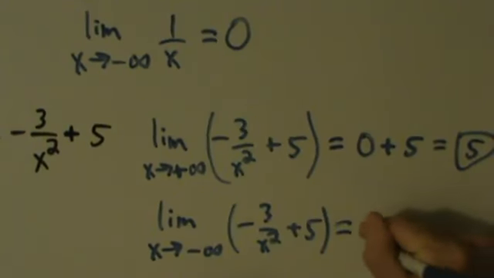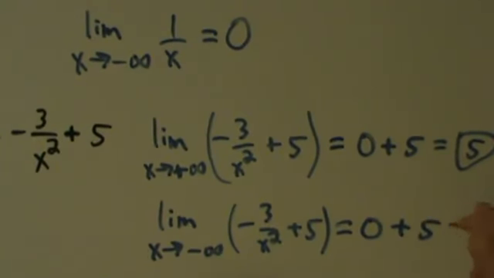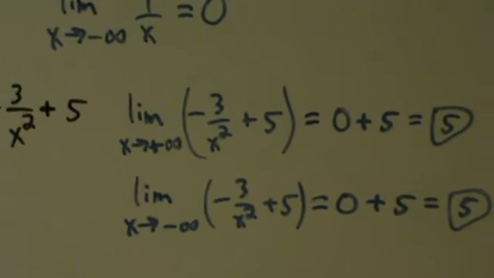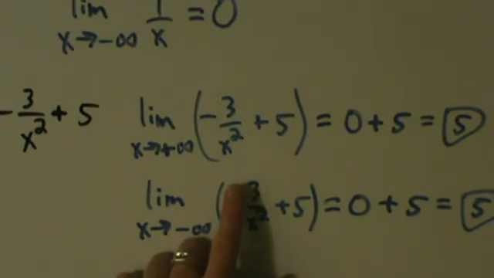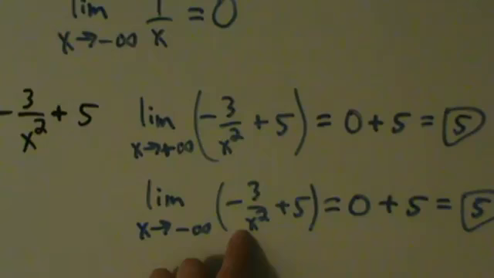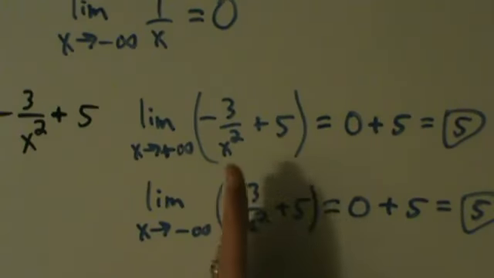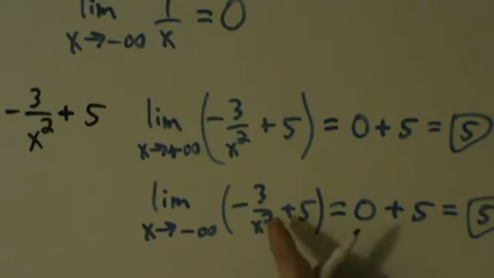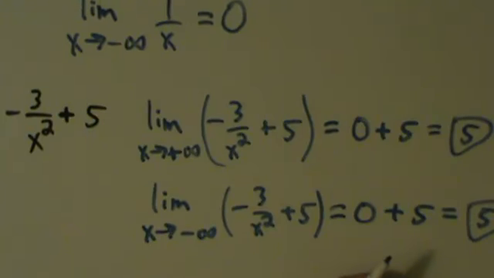So again, this is going to be 0 plus 5, or in other words, just 5. Because when you divide a fixed number by a super huge number, you get something really teeny tiny, close to 0. That's the key here for this type of stuff, the important fact to remember: a fixed number divided by something growing really super huge is close to 0. That's what you want to remember.